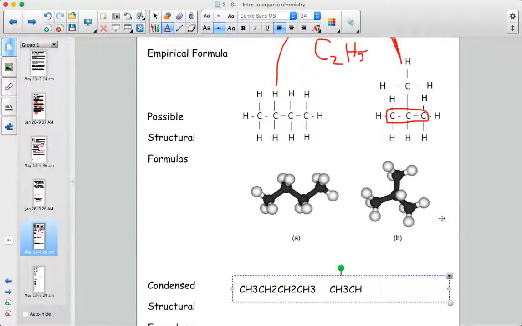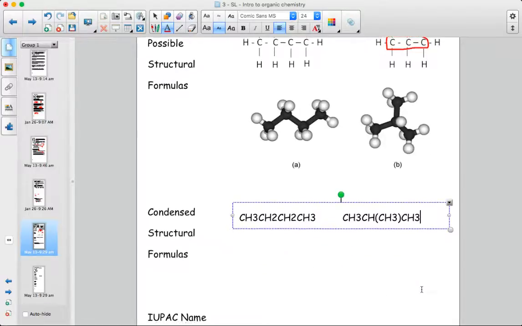Now, I have to somehow represent that there's something off to the side, a branch. So in parentheses, I can put those branches. So this CH3 group right here represents this CH3 group that's off to the side. And then I can put CH3 here. That's one way to represent it. There are others that we can talk about in class, but that's the simplest way to do it.